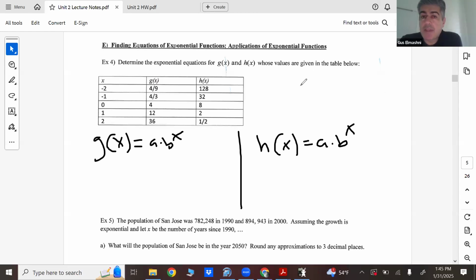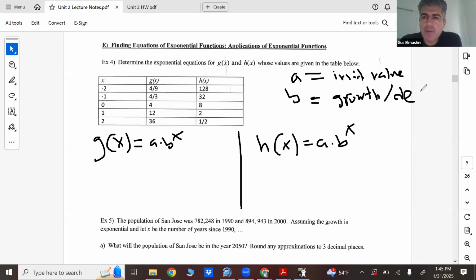Okay, what does a represent, guys? And what's b going to be? Yeah, or more specifically called the growth slash decay factor, depending on whether it's growing or decaying. Initial value. Yeah, let me clean it up.